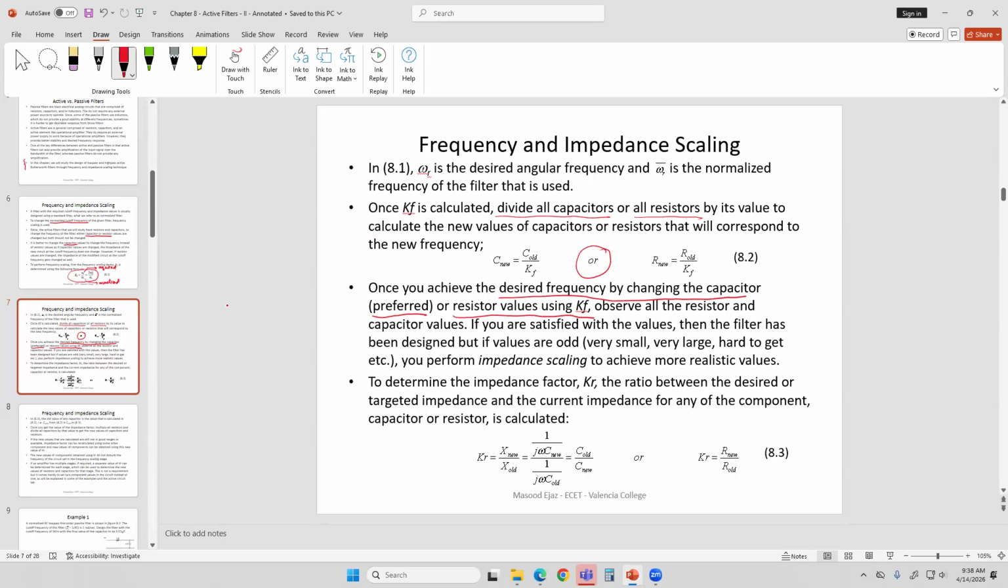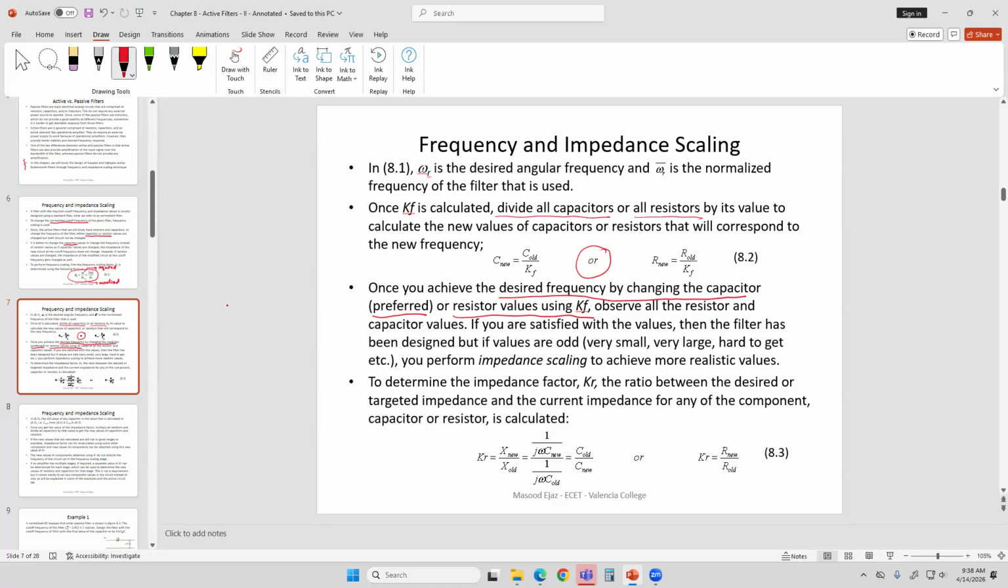If you're satisfied with the values, then the filter has been designed. So you don't have to do anything else. If you see that your new values are good to go, then you have designed your filter. You don't have to do impedance scaling. But many times, that's not the case.